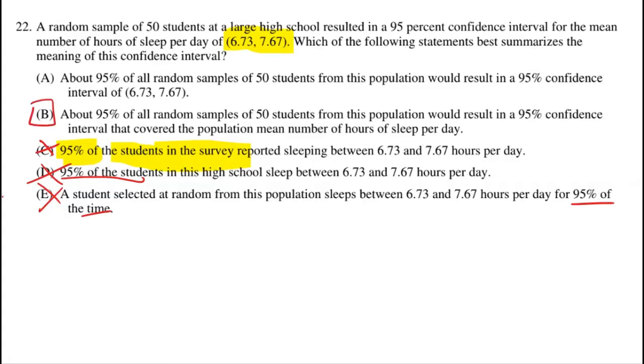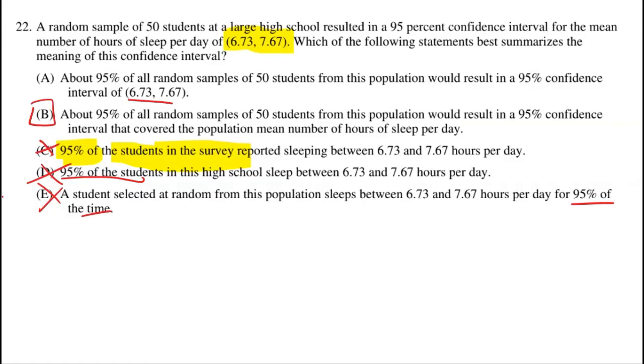About 95% of all random samples of 50 students from this population will result in a 95% confidence interval that covers the population mean number of hours of sleep per day. Now notice how that didn't even mention our interval, because our interval is our interval. So A uses our interval, and A says 95% of all random samples of 50 students from this population would result in a 95% confidence interval of 6.73 to 7.67. So basically they're saying that 95% of all possible intervals are going to be just the exact same as mine.